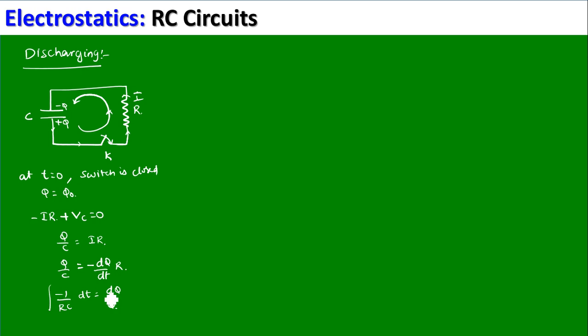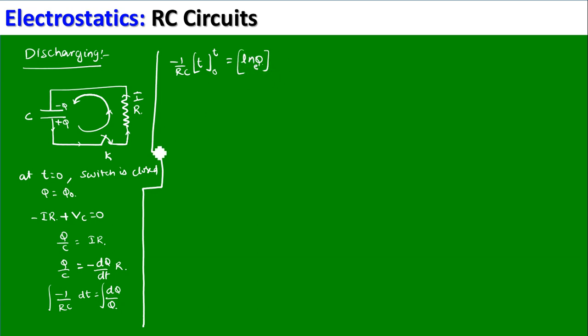Now if I integrate on both sides, what will I get? Here minus 1 by RC integral dt is nothing but t. What about the limits? Initially at time t equal to 0 to some time t. Next, integral dq by q is nothing but log q, isn't it? Now apply the lower limit and upper limit. Initially at time t equal to 0, charge is actually q naught. Let us say after some time t, the charge has reached q.